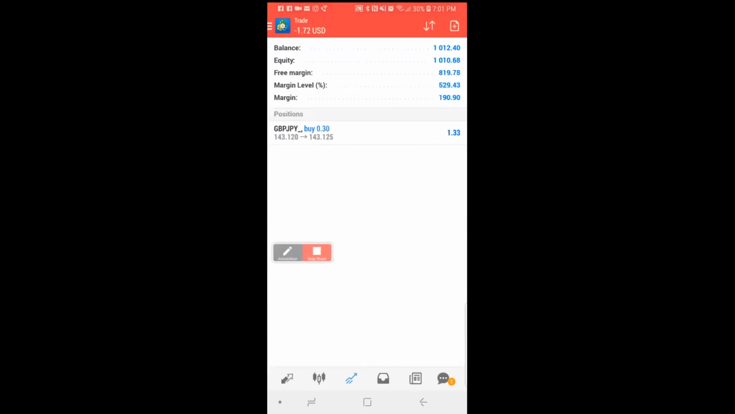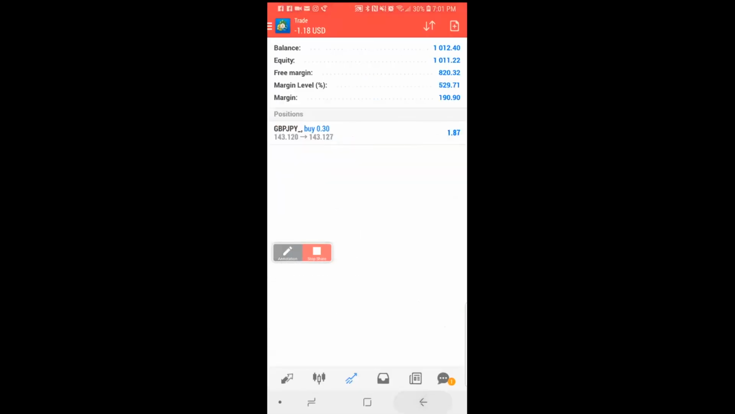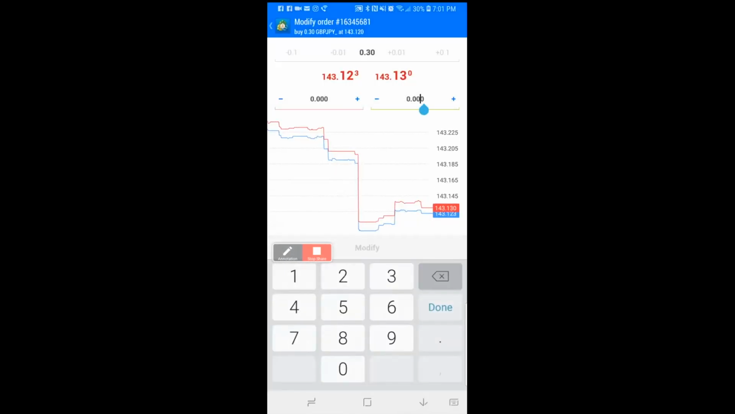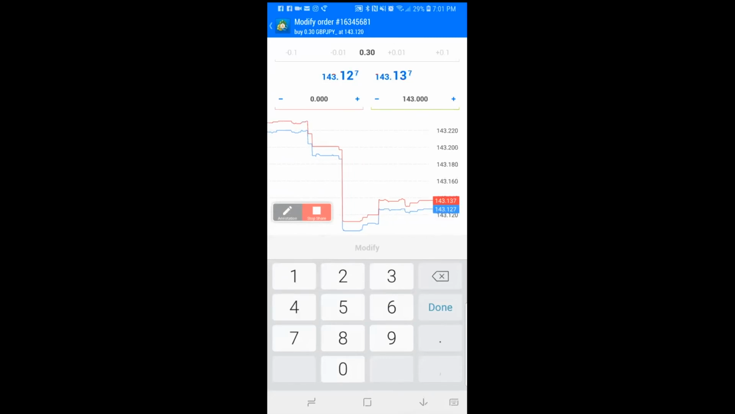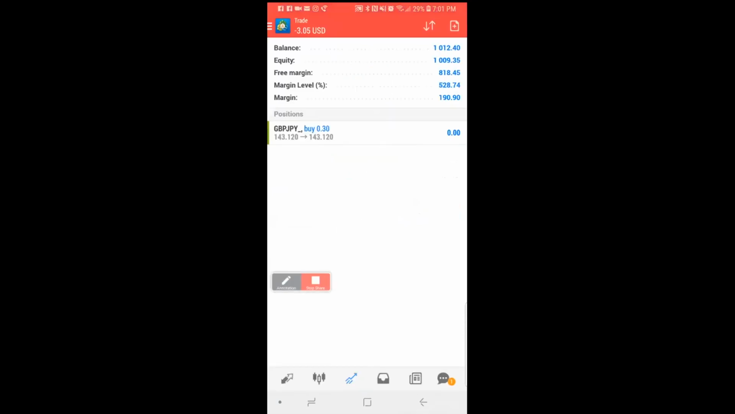All right, now let's just say we modify. Now our entry point is 143.120, so we're going to add 10 pips to that. I'm looking at 12, so I'm adding 10 to 12. So my take profit will be 143.220, right? Bam. That's where we're at.